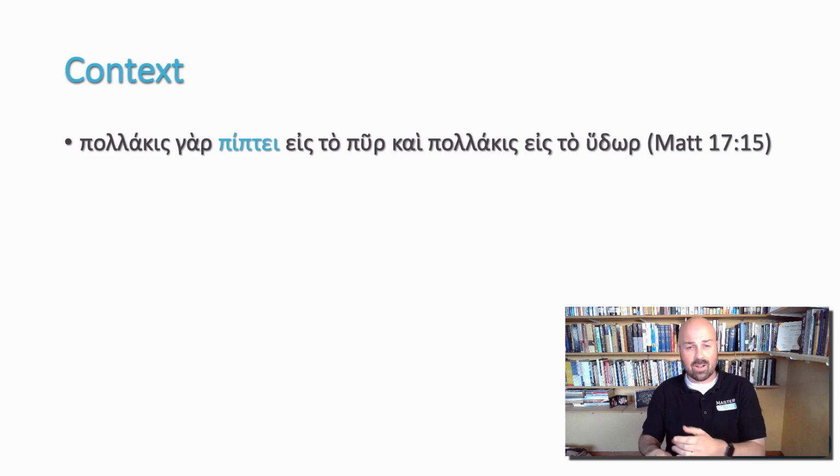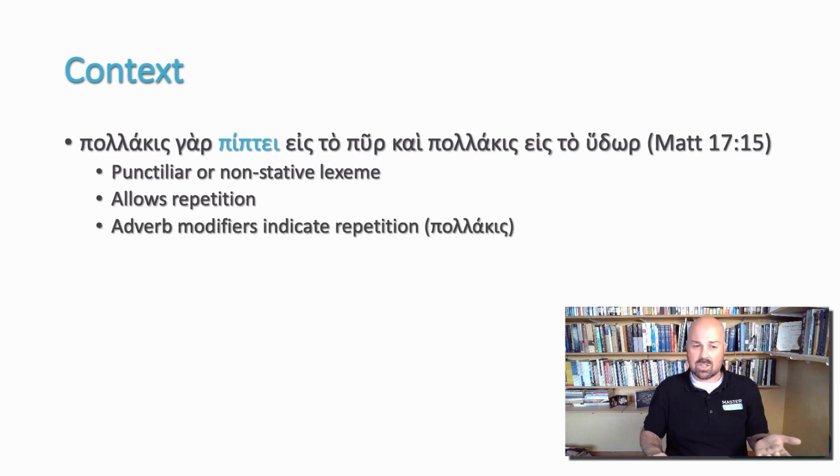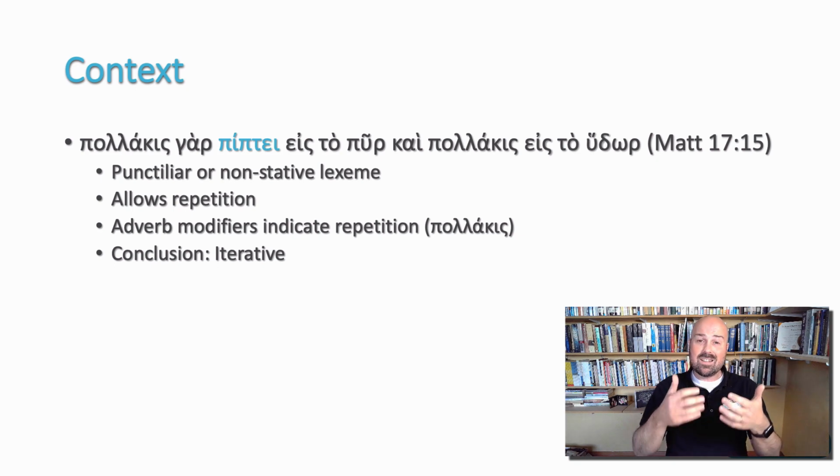Often he falls into the fire, and look at that again. So in this case, we can tell from the context there are a number of clues about how this word is working. First of all, we have the fact that it's a punctiliar or non-stative lexeme. But then you have this idea that the context is providing repetition. How so? Because you have this adverb, pollakis, here, which is indicating that this is something that happens repeatedly. Often he falls into the fire. And so the context is modifying the verb to tell you that this is something that happens over and over. And so by conclusion, we can say that this verb is an iterative verb.